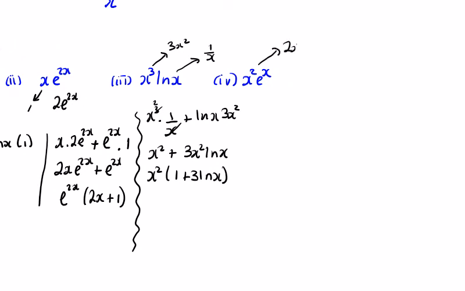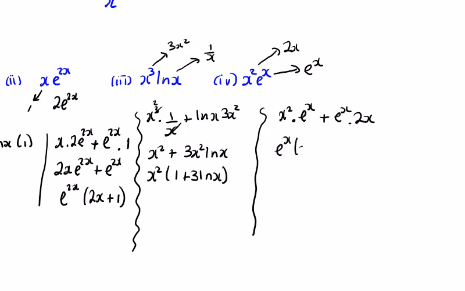x squared goes to 2x. e to the power of x goes to e to the power of x. So I have the first, x squared, by the second differentiated, plus the second, which is e to the power of x, by the first differentiated. So I have e to the power of x factored out times x squared plus 2x.